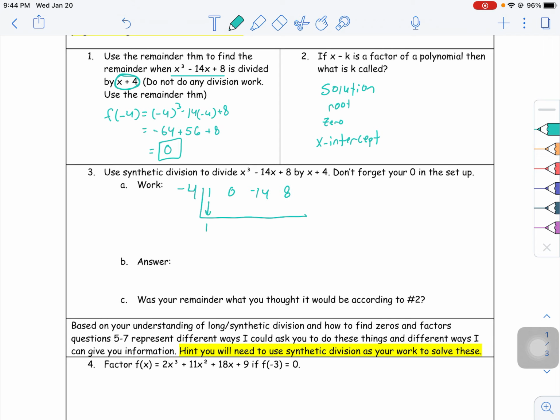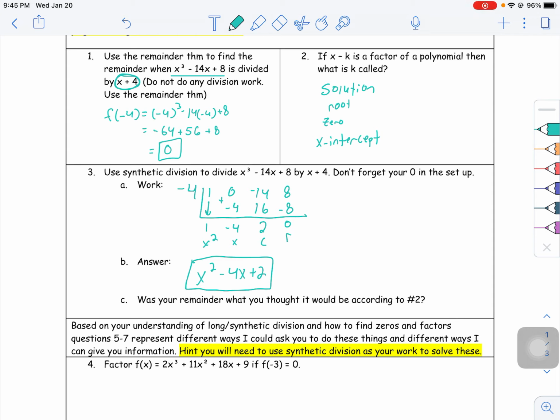Drop the 1. Negative 4 times 1 is negative 4. 0 plus negative 4 is negative 4. Negative 4 times negative 4 is positive 16, which gives us 2. Negative 4 times 2 is negative 8, which gives us 0. All right? So the answer then, the remainder constant and x squared, would be x squared minus 4x plus 2.